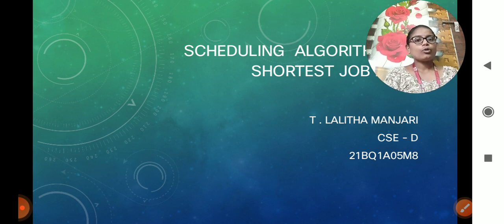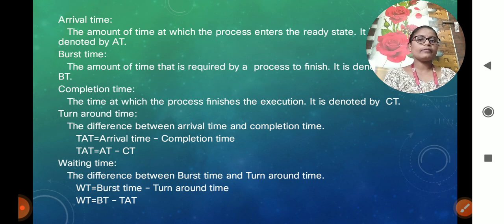In order to understand the shortest job first algorithm or any other algorithm, we need to understand some basic definitions here. The basic definitions are arrival time. The time at which the process enters the ready state is called the arrival time. It means the process is ready for allocation of the CPU, and it is denoted by AT. And burst time is the amount of time that is required by a process to finish, and it is denoted by BT.